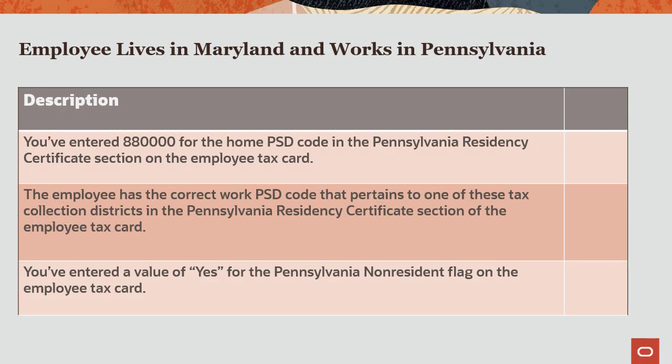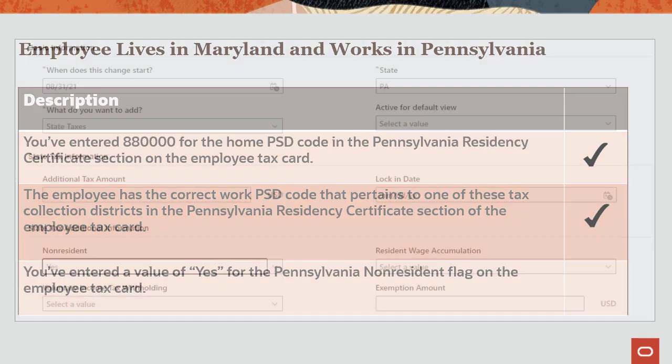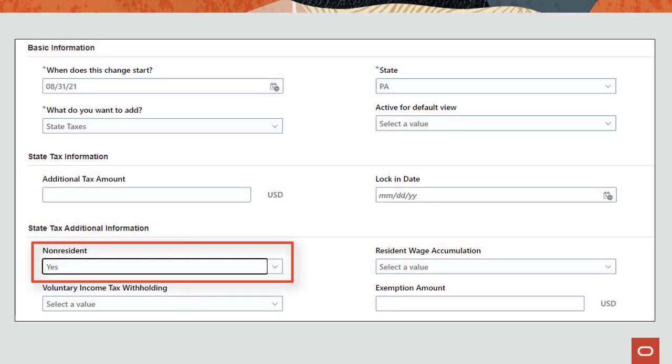When an employee lives in Maryland and works in Pennsylvania, the payroll process will not withhold Pennsylvania local taxes where appropriate as long as you've entered 880000 for the home PSD code in the Pennsylvania Residency Certificate section on the employee tax card. The employee has the correct work PSD code that pertains to one of these tax collection districts in the Pennsylvania Residency Certificate section of the employee tax card. You've entered a value of yes for the Pennsylvania non-resident flag on the employee tax card.